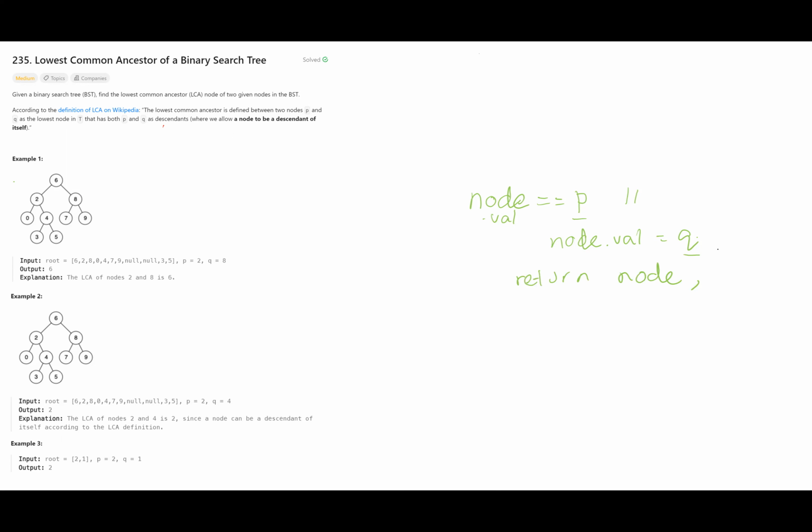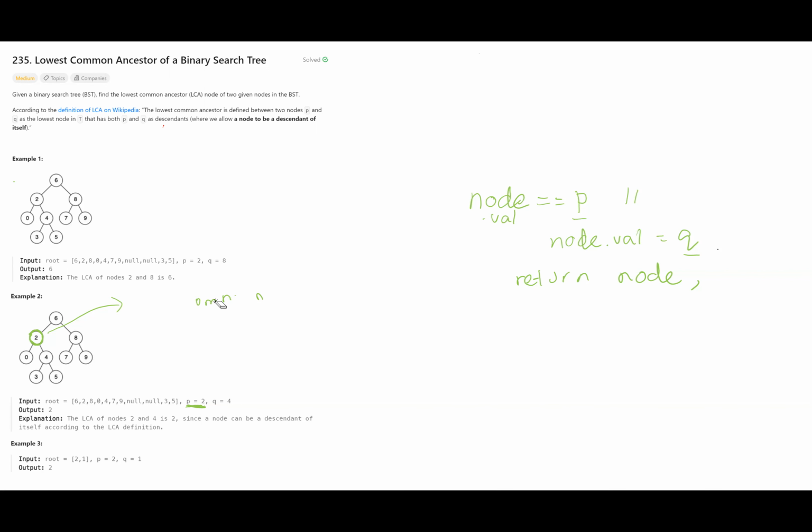Suppose for this example, while traversing we reach this node 2, and we see that the value of the node actually matches P. We can immediately say that we have reached a node, and this is going to be the common ancestor. Okay, so that is one case.